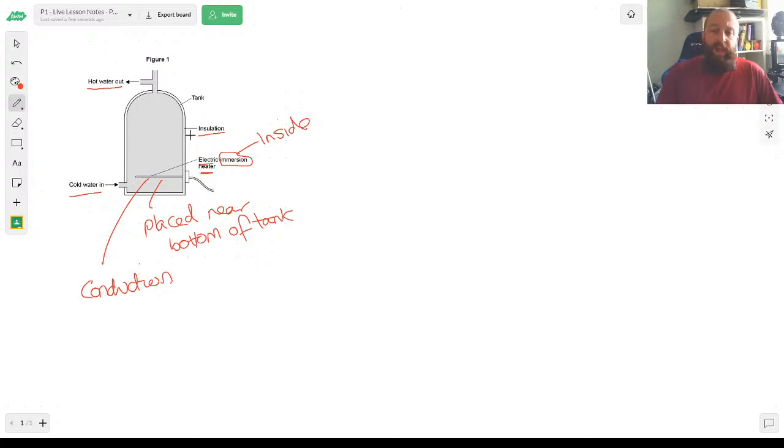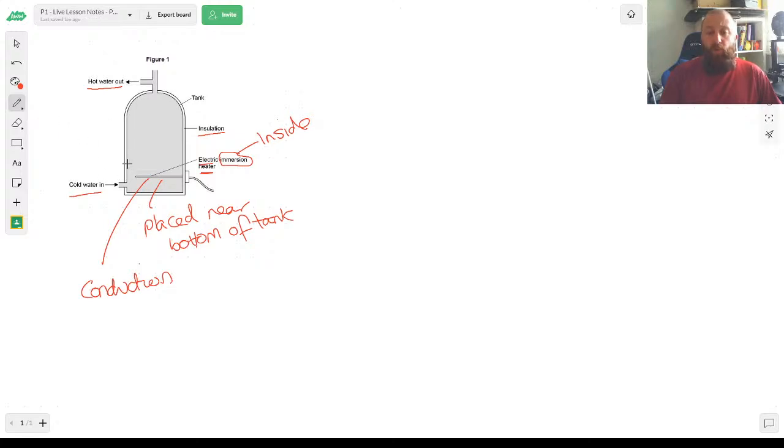Now, the next thing is why we placed it near the bottom. Remember, heat itself does not rise, but hot particles do. And that's really important. So what's going to happen is as these cold water particles touch the rod, and we could do this as a series of bullet points if we wanted to do it as a long answer question, the vibrating particles in the rod are going to hit those cold particles and they're going to transfer energy to them.